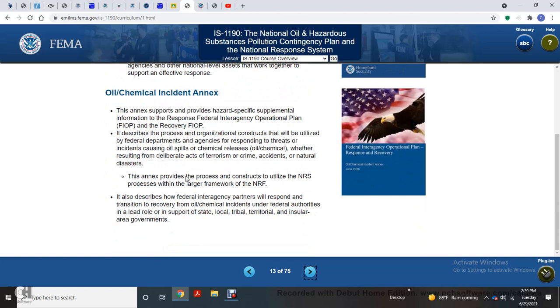The annex provides hazard-specific supplemental information to the Response Federal Interagency Operational Plan and the Recovery Federal Interagency Operational Plan. It describes the processes and organizational constructs that will be utilized by federal departments and agencies responding to threats and incidents causing oil spills, chemical releases, or both, whether the result of deliberate acts of terrorism, crime, accidents, or natural disaster. The annex provides the process and structure that utilize the National Response System and procedures within the larger framework of the National Response Framework. It also describes how federal interagency partners will respond, transition, and recover from oil and chemical incidents, with the federal authorities leading and supporting state, local, tribal, and territorial governments.